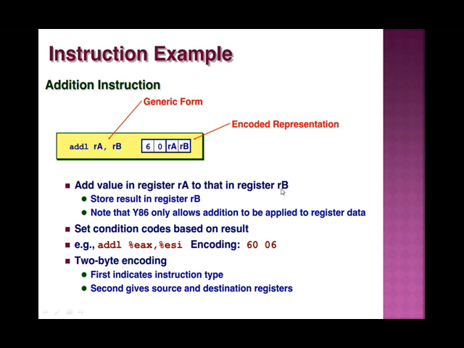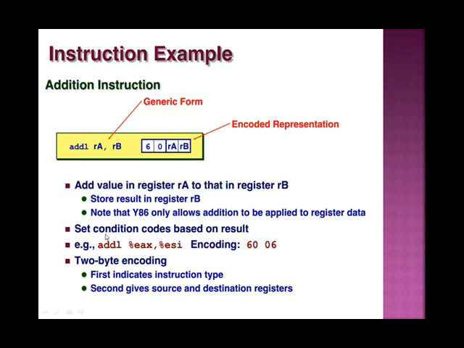It stores the result in register RB. Why? This is your destination, this is your source. So adding both the values and putting the result from RA to RB. It stores the result in register RB. Note that Y86 only allows addition to be applied to the register data.